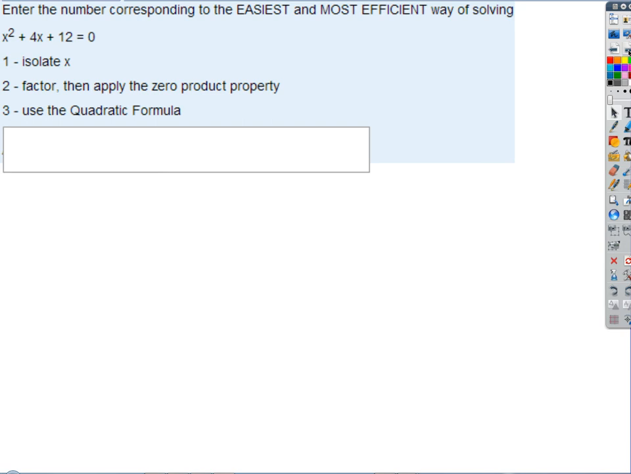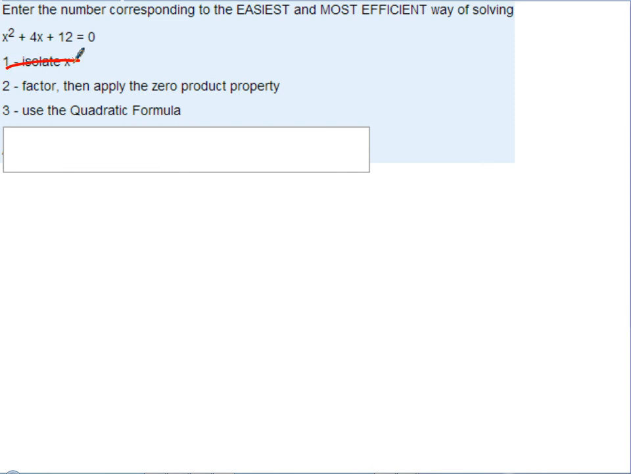Okay, what about this one? That one's easy. Are there any we can cancel out? Easily. Isolate. Can't isolate because I've got x squareds and x's, right? That's quadratic. So it's either factor or quadratic formula. Are there magic numbers? Are there two numbers that multiply to positive 12 and add to 4? No, there are not. So this one is not factor. Must use the quadratic formula.